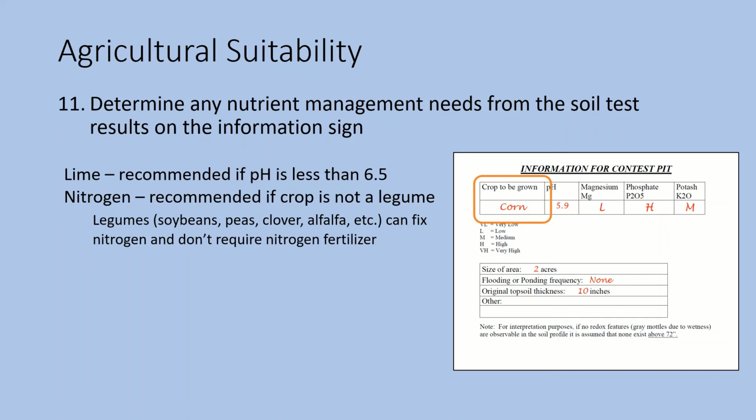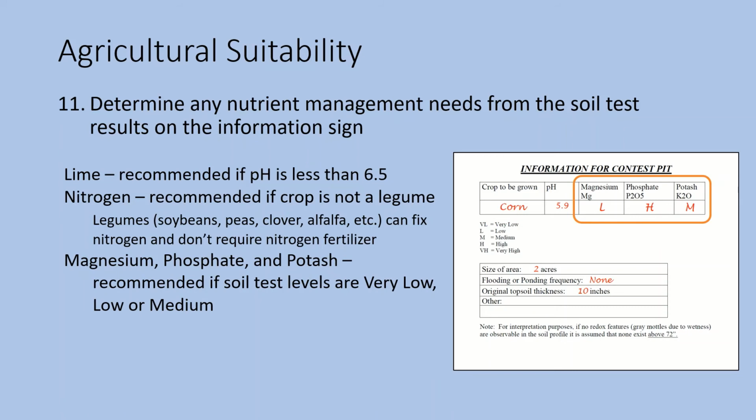Nitrogen, you'll look at the crop that's going to be grown to determine if nitrogen fertilizer is needed. Some crops are able to fix their own nitrogen, so they can take nitrogen out of the atmosphere, and so we don't need to add nitrogen as a fertilizer. These crops are legumes, so that includes soybeans, peas, clover, and alfalfa. So if the crop that's going to be grown is a legume, then you don't need to add nitrogen fertilizer. But if it's not a legume, such as here we want to grow corn, then we'll need to add nitrogen fertilizer at this site.